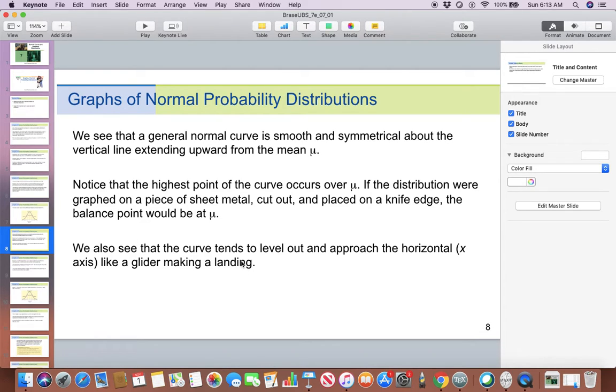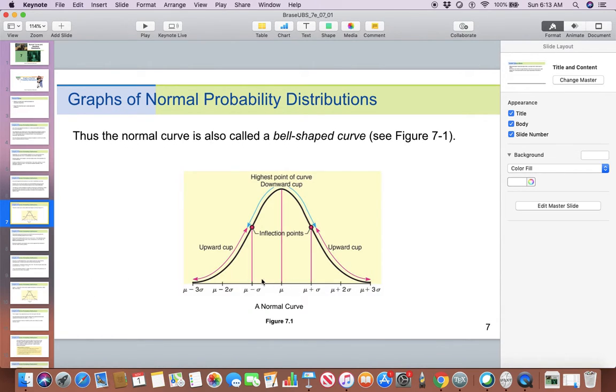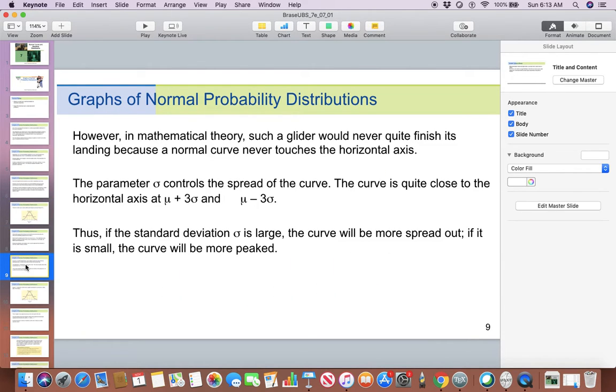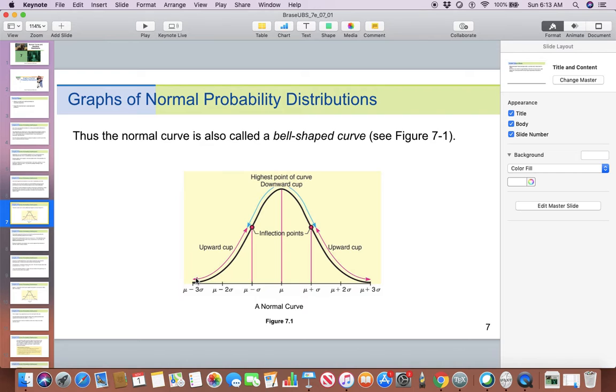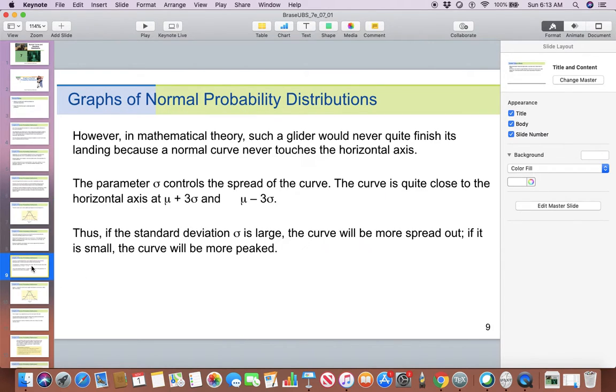We also see that the curve tends to level out and approach the horizontal x-axis like a glider making a landing. So as the curve goes on, it's getting leveled off towards the x-axis. All right. However, in mathematical theory, such a glider would never quite finish its landing because a normal curve never touches the horizontal axis. All right. So this curve keeps going low, but it will never touch the x-axis.